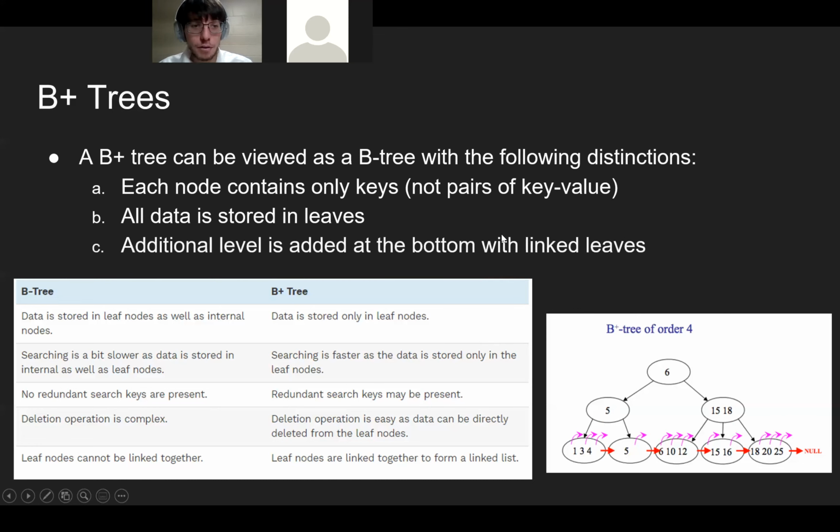An additional level is added at the bottom, and that's where you have your linked leaves. So that's the difference: in B trees, every single key or data point also has some meaning, some data. But in B plus trees, only the leaves have data.